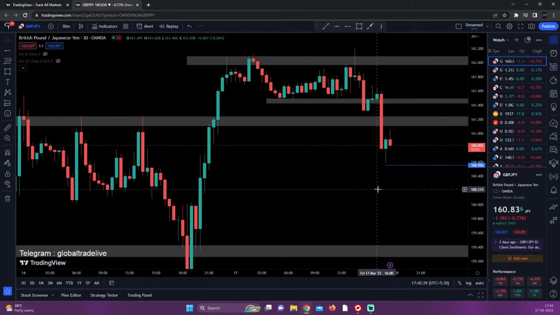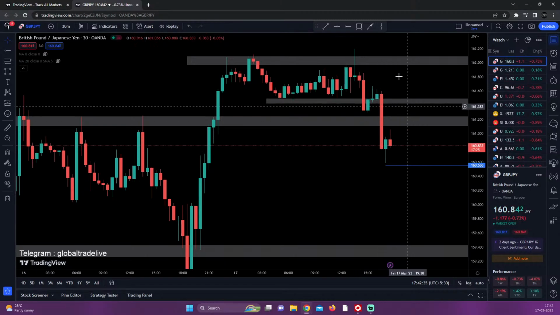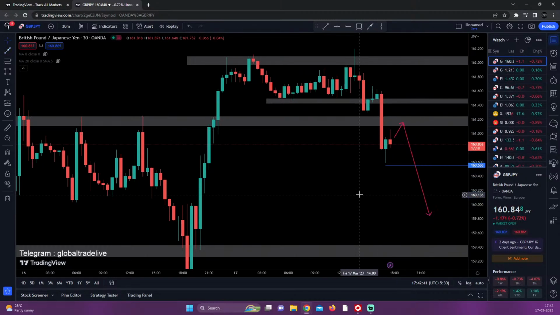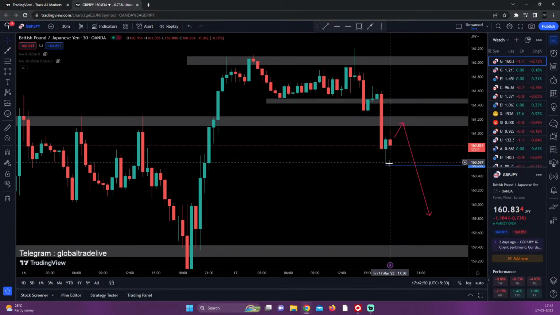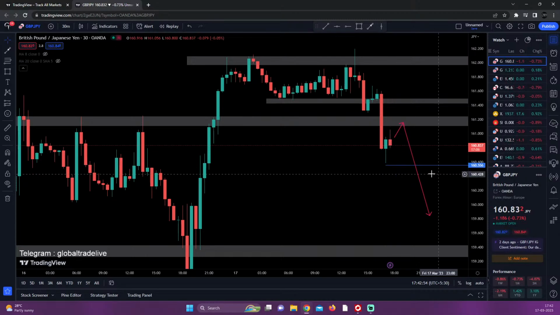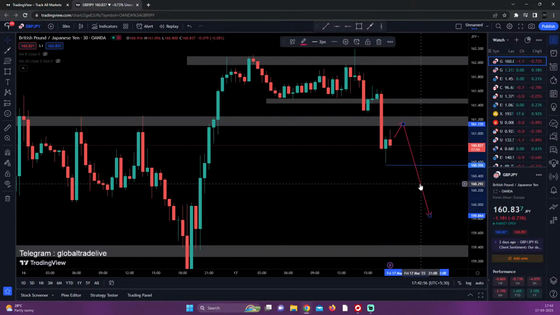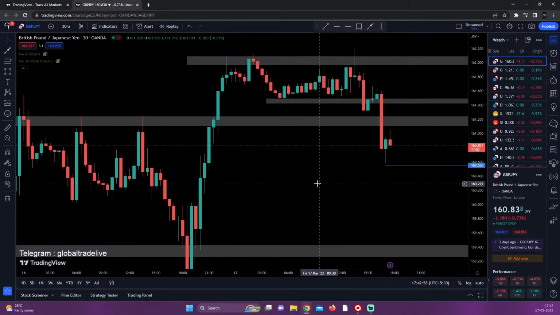So I am thinking that it might be a trap that the market is now creating. It might go somewhere up over here like this, and after that we will be seeing a downward movement like this. So I think that might be what the market will be doing. That's why I'm going to be very careful before taking a trade in this area, right? We have to be very careful and patient about that.